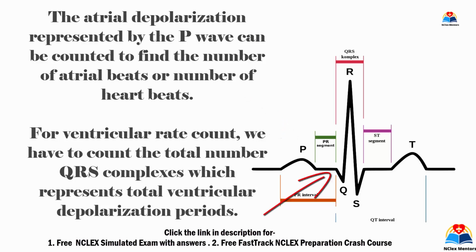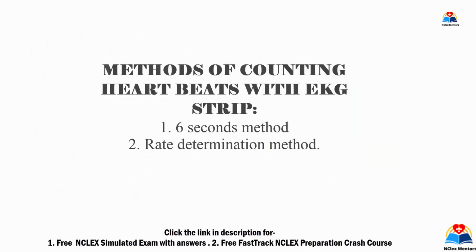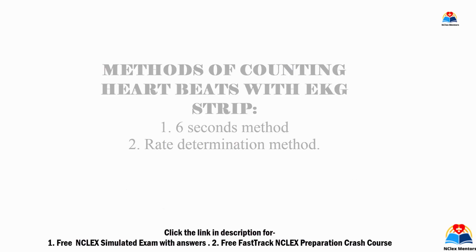For ventricular rate count, we have to count the total number of QRS complexes, which represents total ventricular depolarization periods. How do we do that in an ECG or EKG strip? I'll teach you the 2 methods that you should know for your NCLEX practice. First is the 6 seconds method and second the rate determination method.